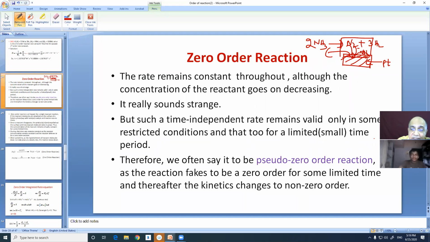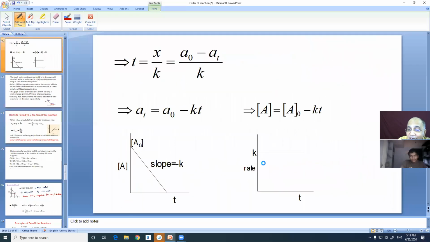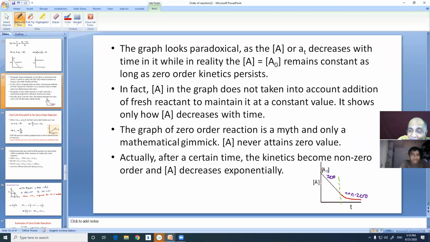Therefore, we often say it is a pseudo zero order reaction. Now see what happens. Up to a certain time, it behaves as a zero order reaction. And the moment the solid surface no longer has the capacity to absorb more fresh molecules, then it becomes non-zero. That graph becomes again a curve, an exponential. But up to a certain time, the graph of concentration versus time will be linear. So up to this time, it will behave as a pseudo zero order reaction.